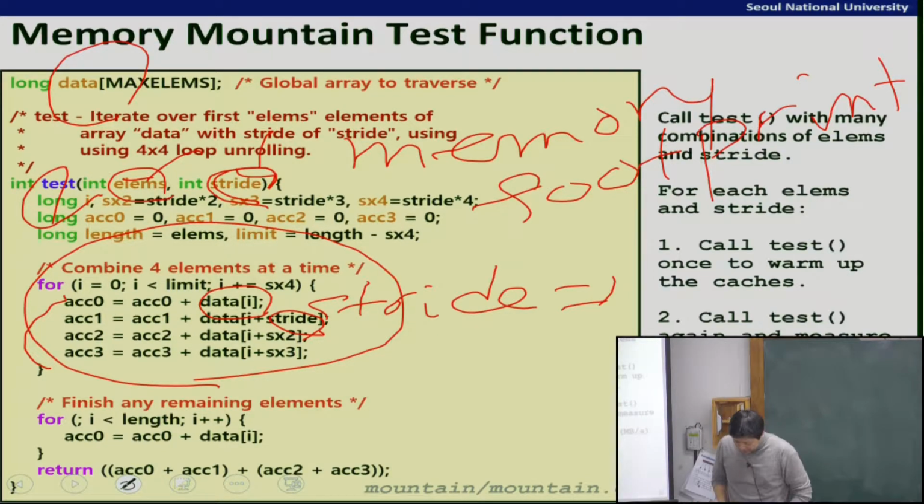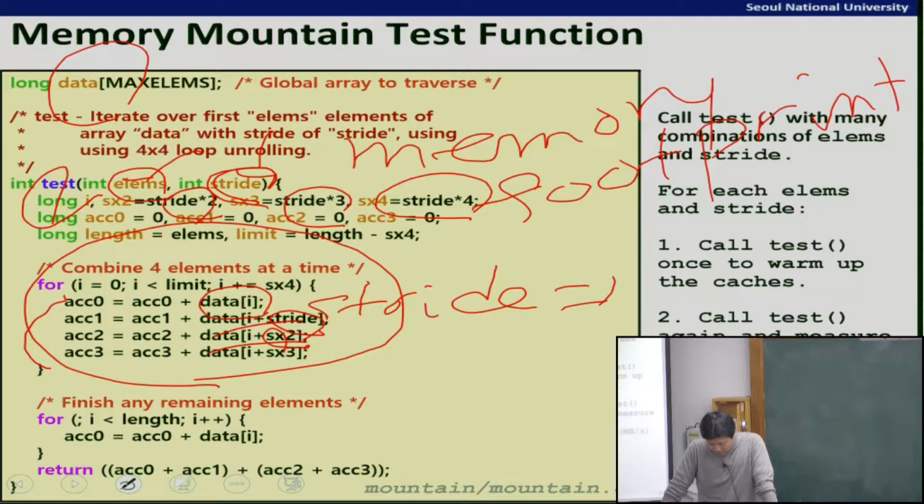So you access this constant stride value. Also plus sx2, which is stride times 2. sx3 is stride times 3, and this one is stride times 4. So each of these accesses the memory with a different stride. Right, so that's basically how this program accesses memory.